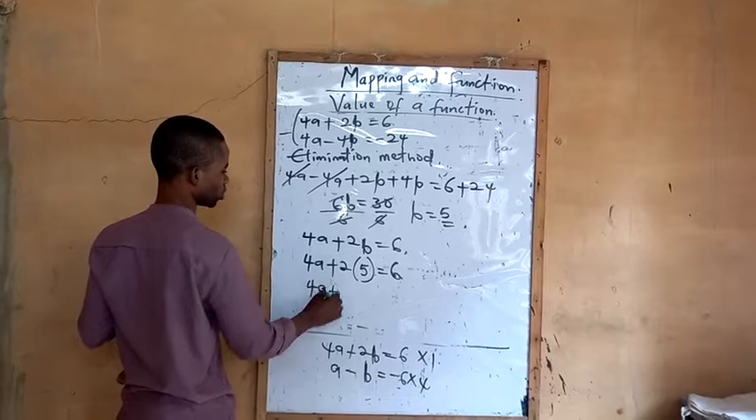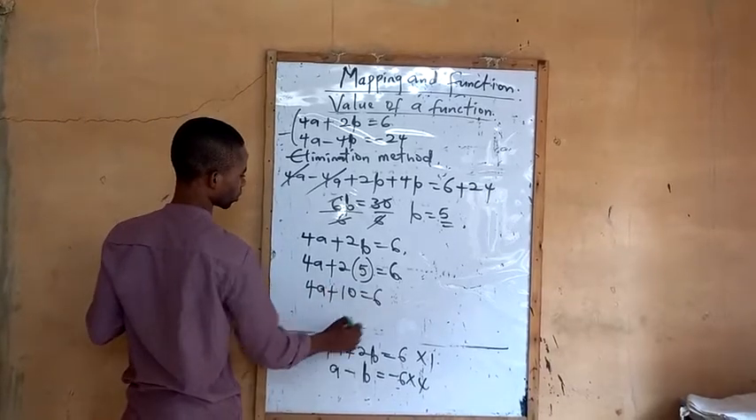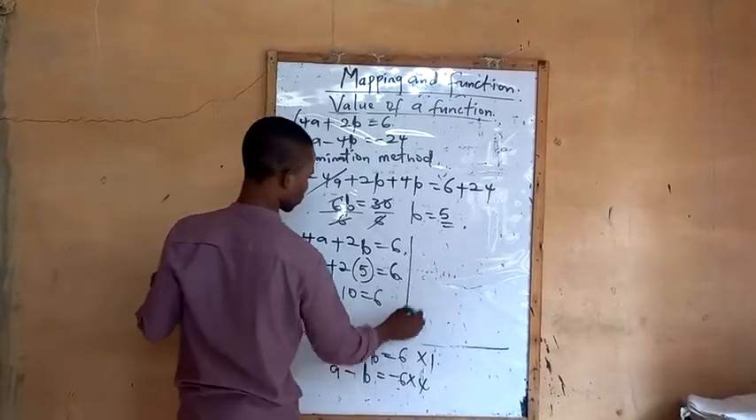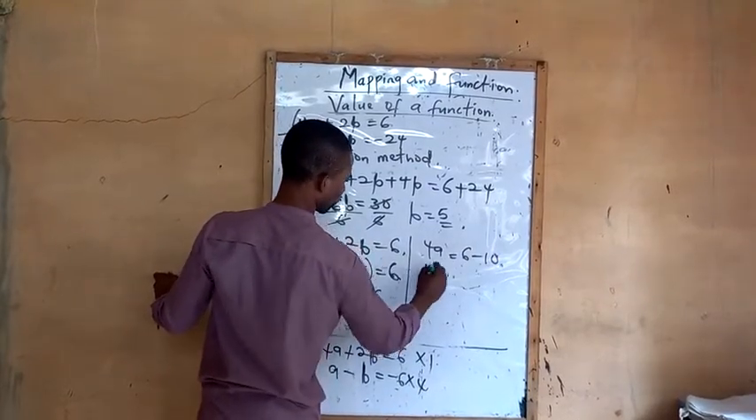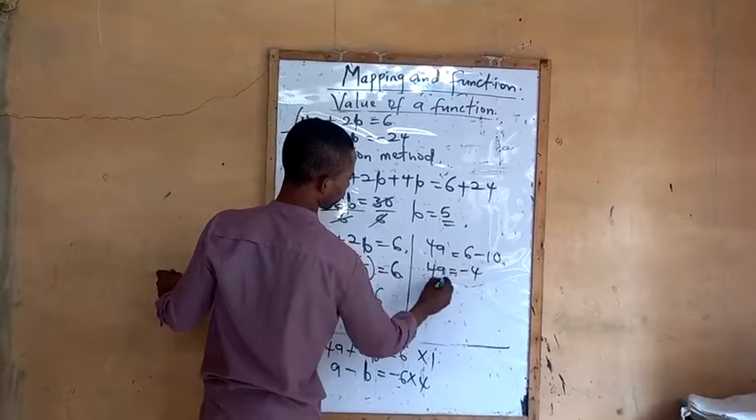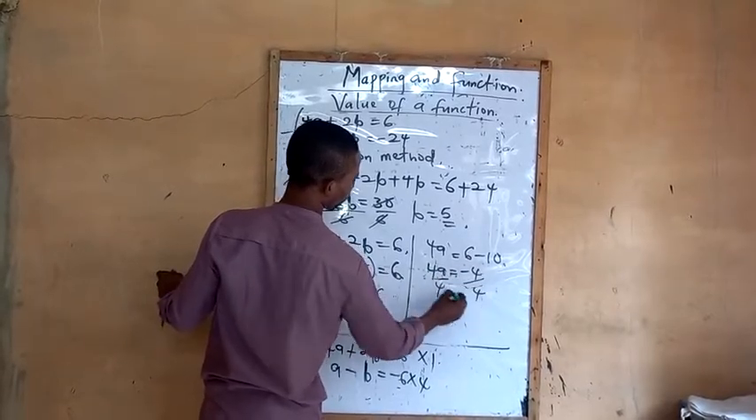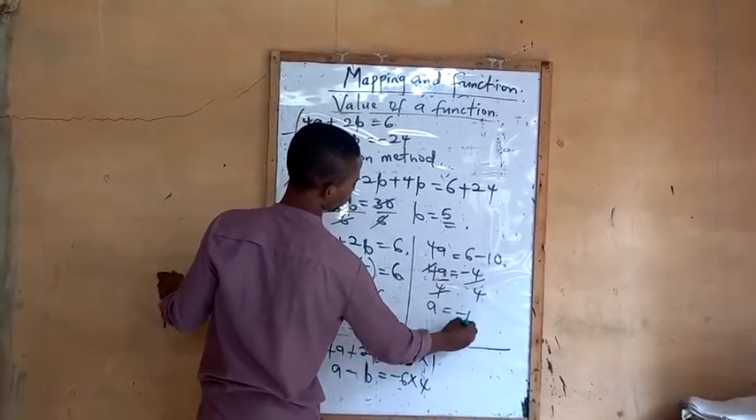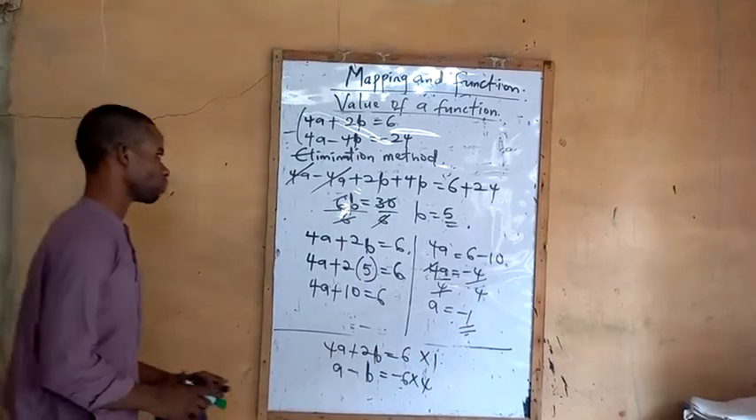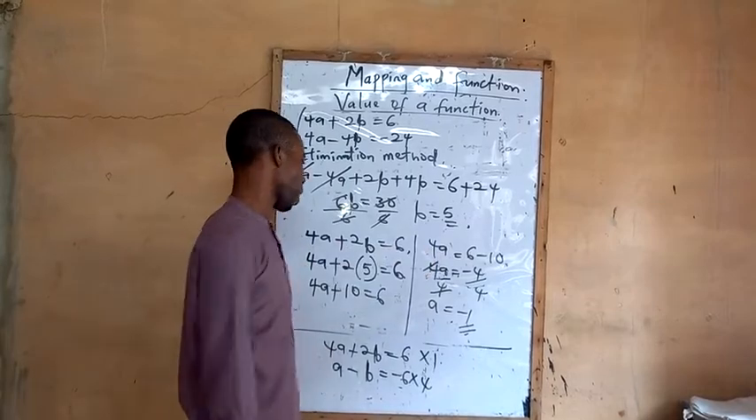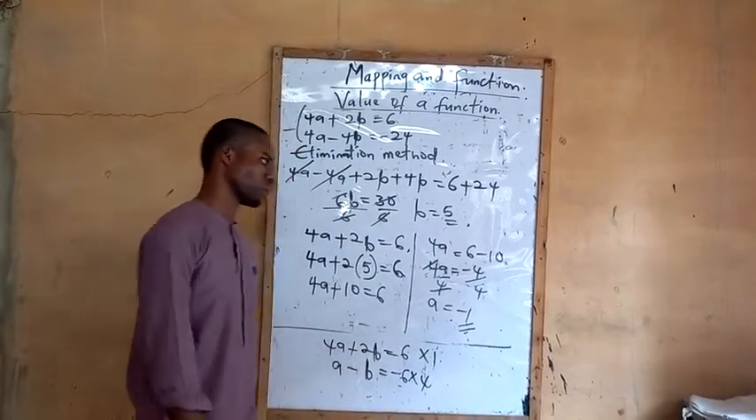4a plus 2 times 5, 10, equals 6. 4a equals 6 minus 10. 4a equals minus 4, over 4 over 4. Our a equals minus 1. So the value of b equals 5, while the value of a equals minus 1.